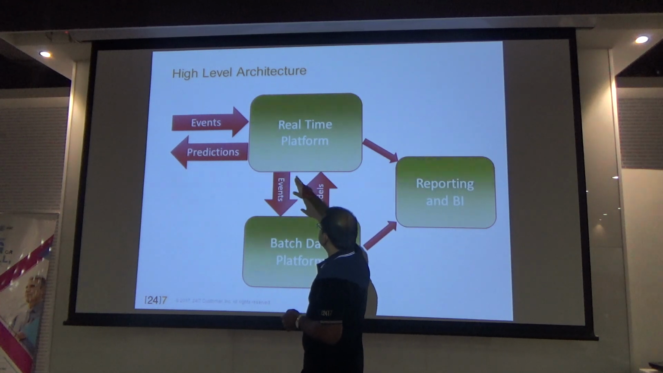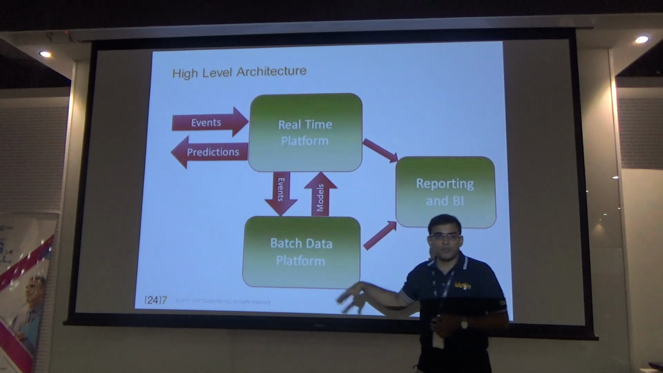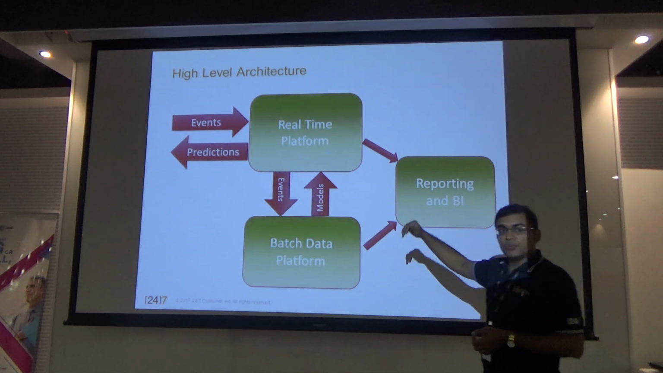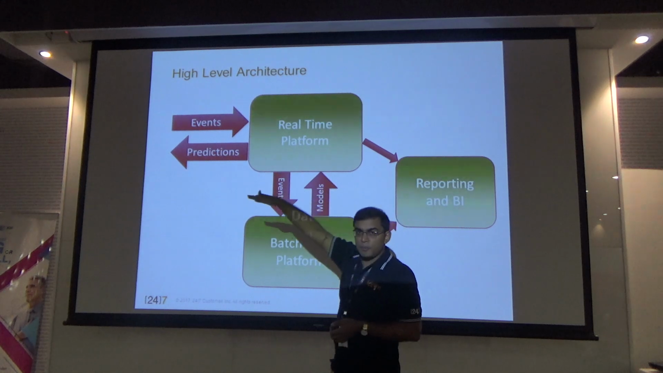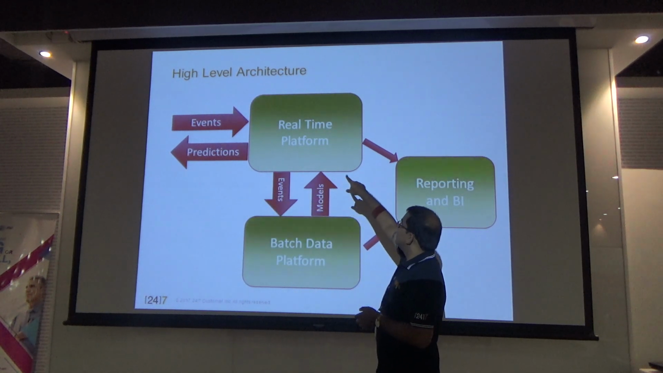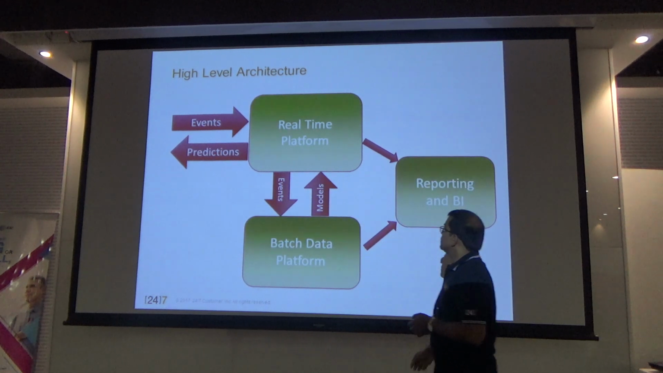So the events eventually flow from the real-time platform to the batch side of the platform, which is essentially a Hadoop system. And we train our models there. Then we deploy the models in our real-time system. Those models are used for predicting, and that obviously happens in real time. So the real-time platform is basically responsible for handling the events and then handling the predictions.